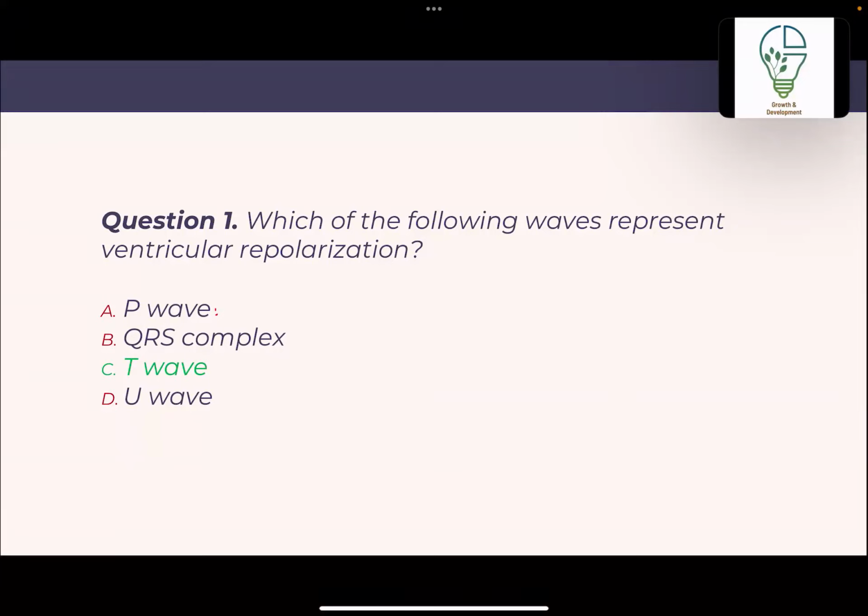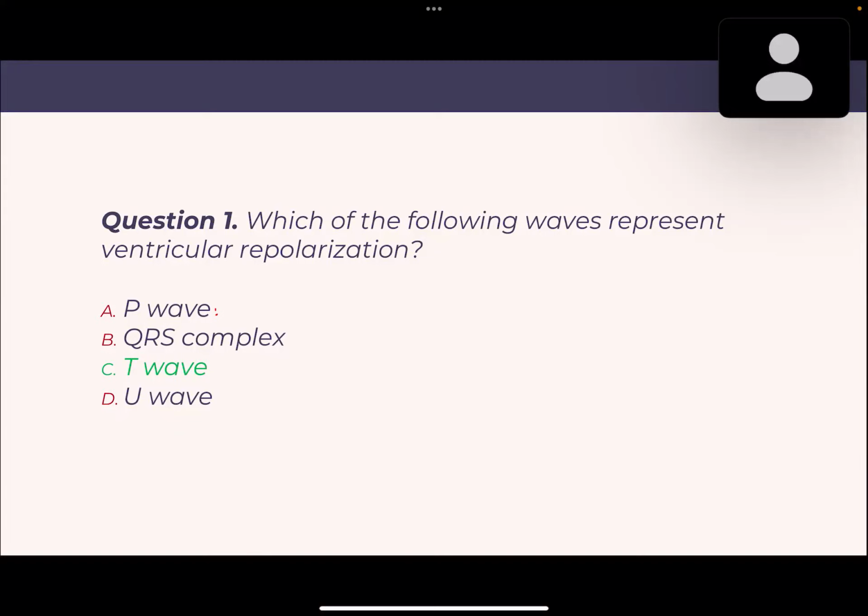And what is the QRS complex for? Ventricular depolarization. Exactly. U wave is something that we're going to talk about. They just wanted to continue the alphabet, so P, Q, R, S, T, U. I'll tell you guys about it later on.